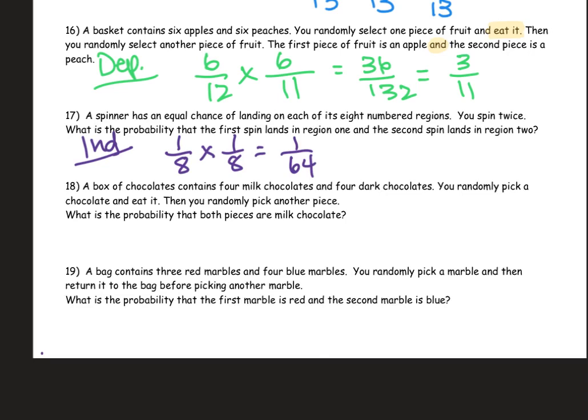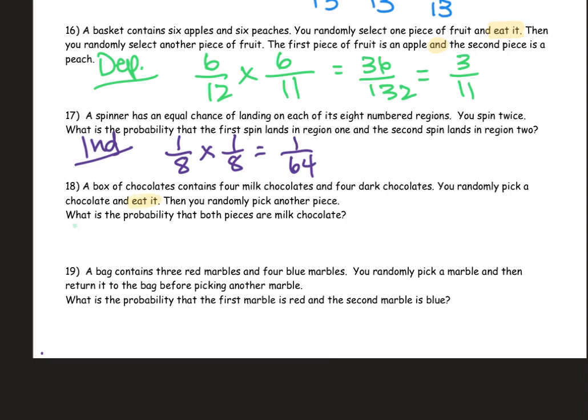Okay, number 18. A box of chocolate contains 4 milk chocolates and 4 dark chocolates. You randomly pick a chocolate and eat it. Then you randomly pick another piece. What is the probability that both pieces are milk chocolate? This one's a little bit worded differently because I'm saying that both pieces are milk chocolate. I'm not saying that they're 2 different ones. So I'm going to assume that this is an and statement. So independent or dependent? Another keyword here is I ate it.